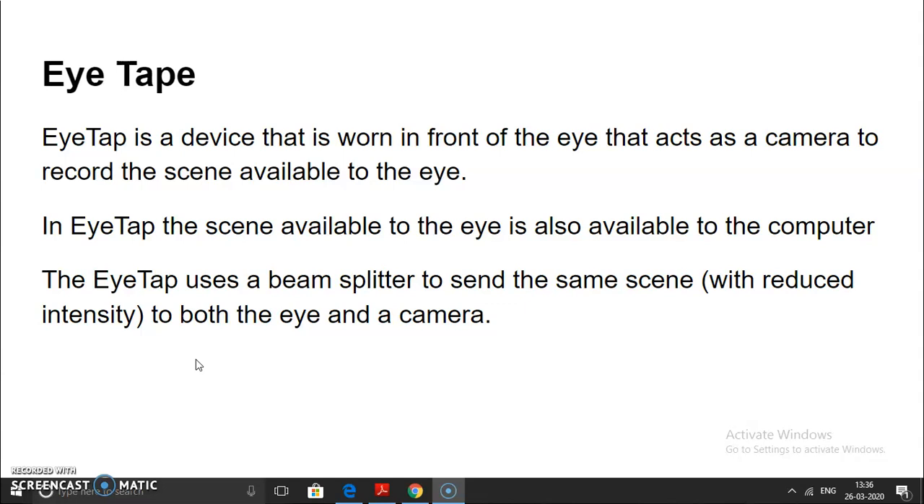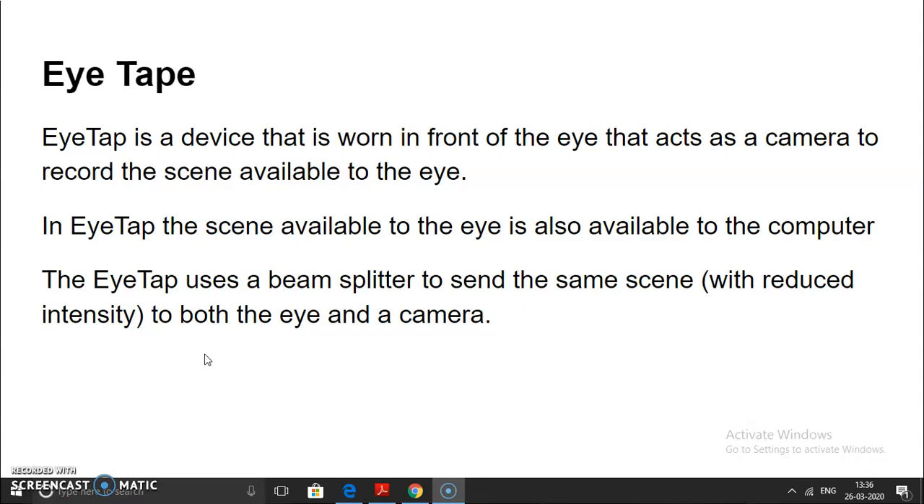The camera then digitizes the reflected image of the scene and sends it to the computer. The computer processes the image and sends it to the projector. The projector sends the image to the other side of the beam splitter so that this computer generated image is reflected into the eye to be superimposed on the original scene. This is the overall working of the eye tape.